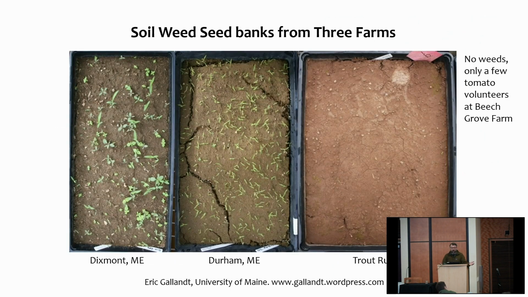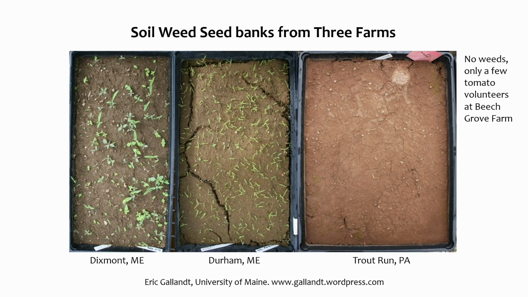But very, very impressive. Other people have gone to their farm and sampled the soil there and have done germination bioassays over on the right there. You can see that's their soil, and it's free of weed seedlings there. There were a couple of seedlings that came up, but they were volunteer tomato plants. Okay, so this is Eric Gallant's work from up in Maine. Really impressive, though, this strategy.